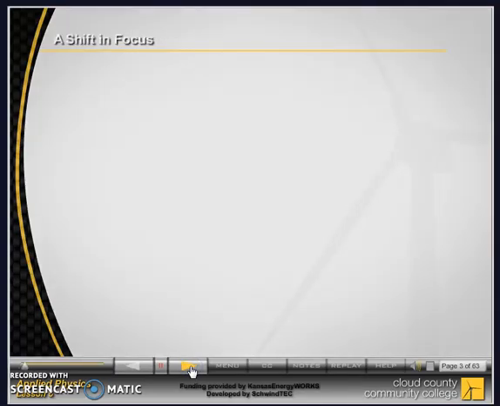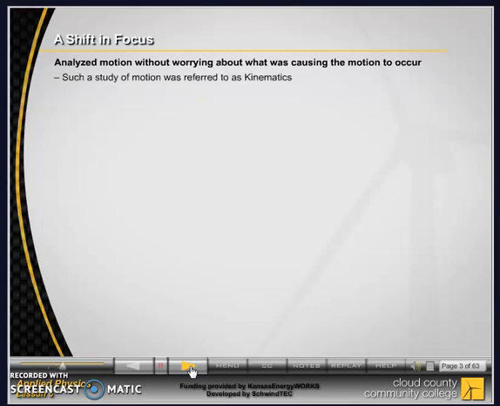Up to this point in the term, we have analyzed motion, described, without worrying about what was causing the motion to occur. We said that such a study of motion was referred to as kinematics. We now concern ourselves with why the object is accelerating or not. In other words, we look for the cause of the motion. This type of study of motion, where the cause of motion is considered, is called dynamics.